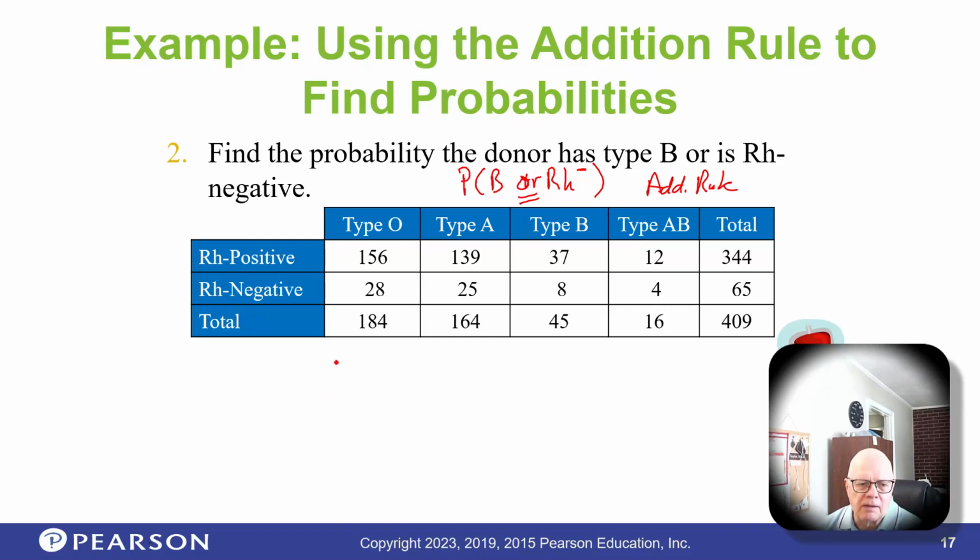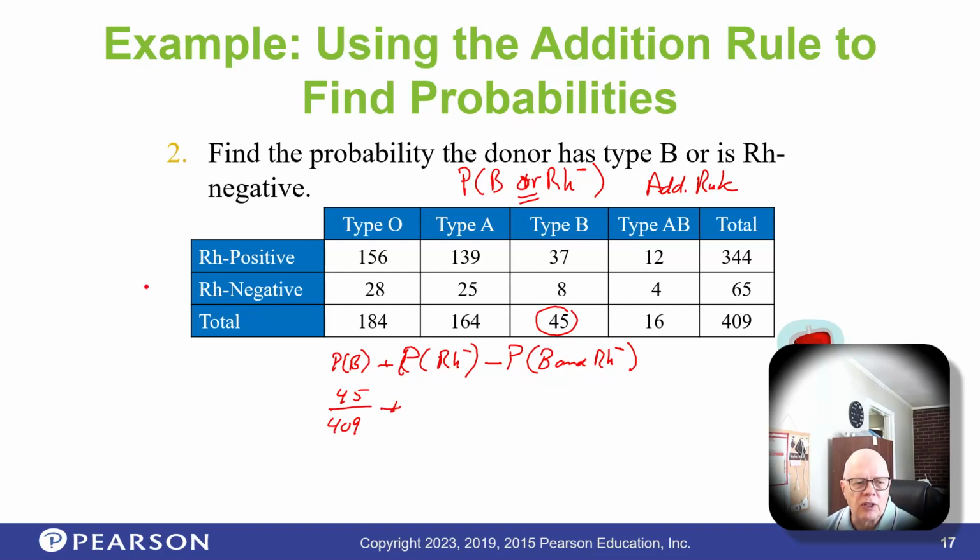For type B, so we'll have the probability of type B plus the probability of RH negative minus, if it exists, the probability that we pick someone with B and RH negative. All right, let's get to work. Probability of a B. Well, there are 45 Bs out of the 409, so 45 over 409 plus RH negative.